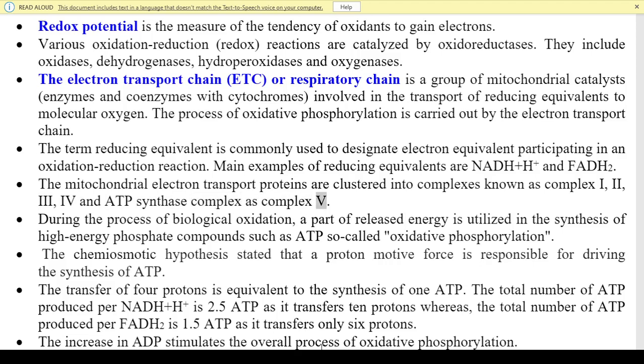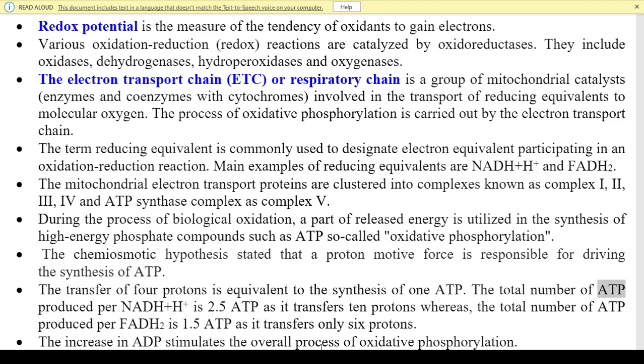as complex V. During the process of biological oxidation, a part of released energy is utilized in the synthesis of high-energy phosphate compounds such as ATP, so-called oxidative phosphorylation. The chemiosmotic hypothesis stated that a proton motive force is responsible for driving the synthesis of ATP. The transfer of 4 protons is equivalent to the synthesis of 1 ATP.